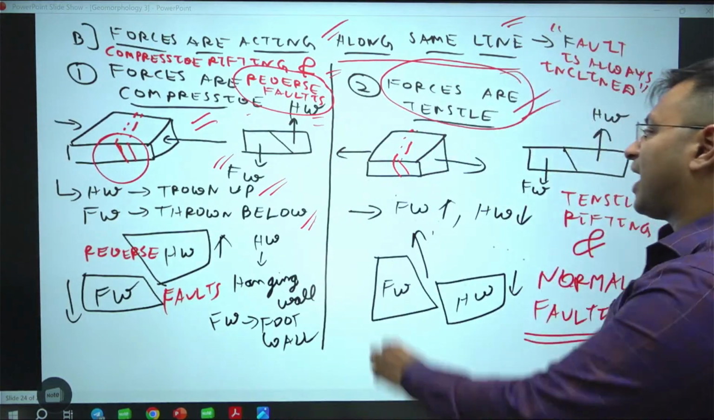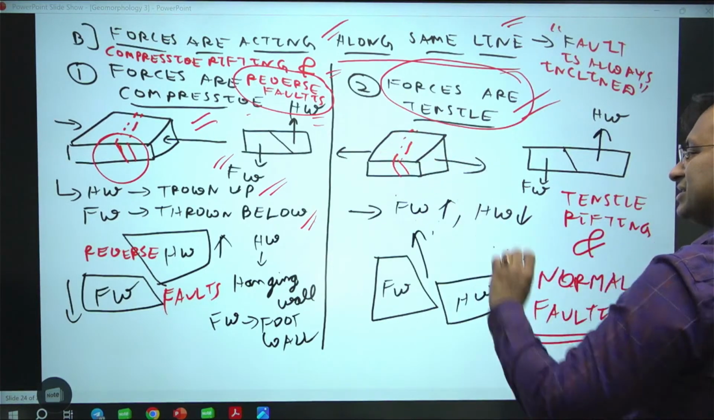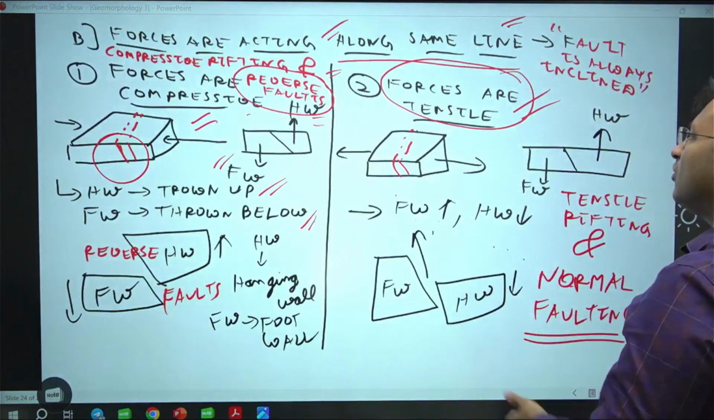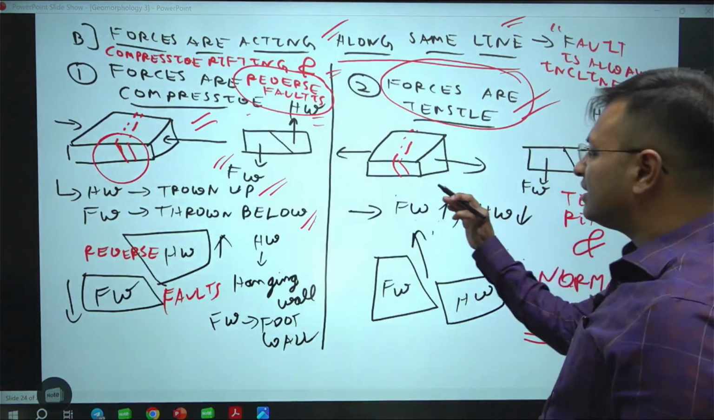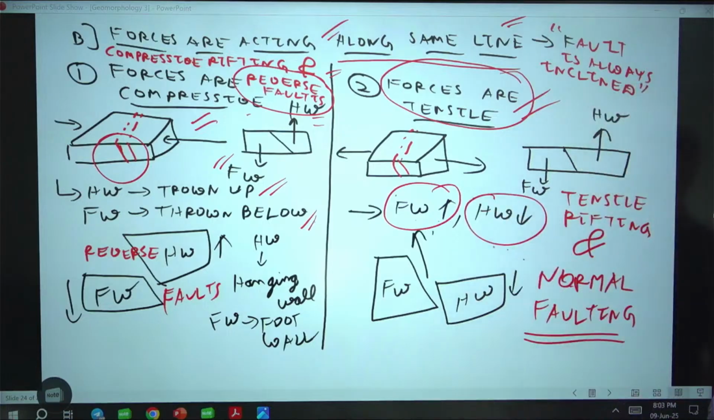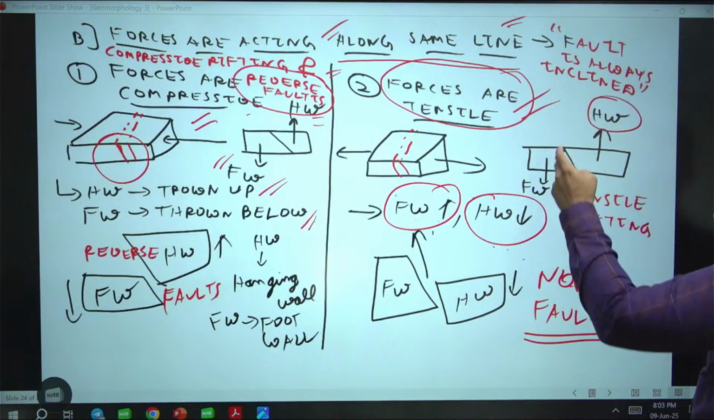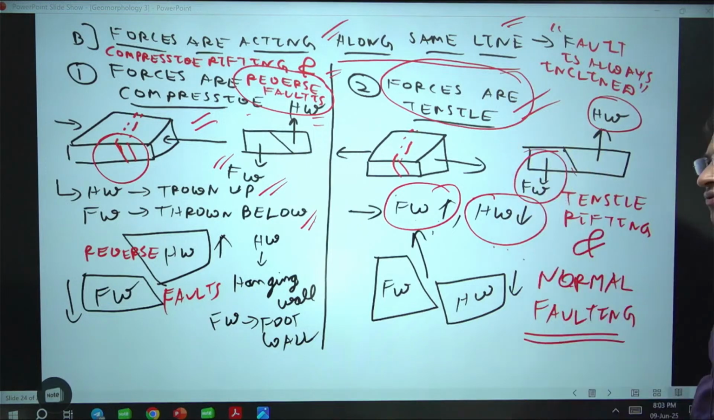So if you are having tangential forces which are tensile in nature, here the footwalls are thrown up and the hanging walls are thrown below. Let's say a crack has developed: the area above the crack is the hanging wall, and the area below the crack is the footwall.